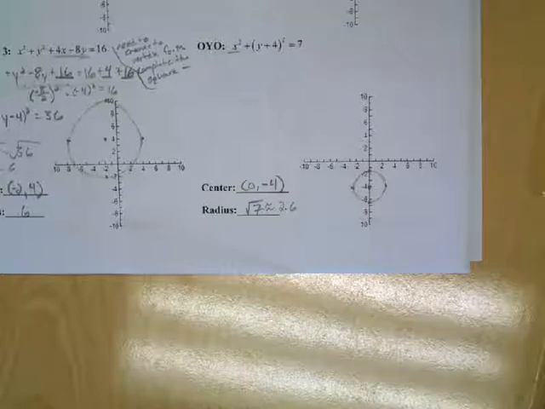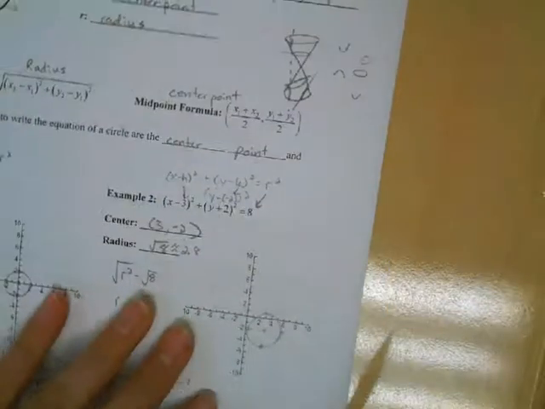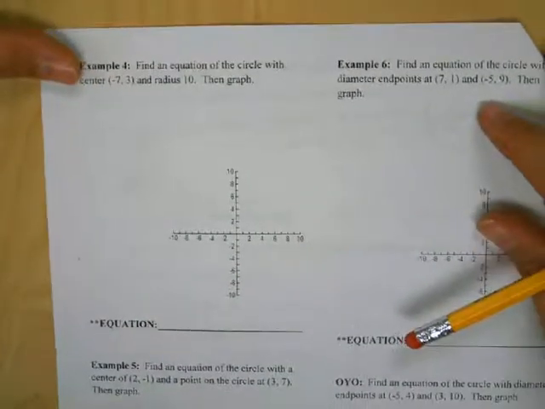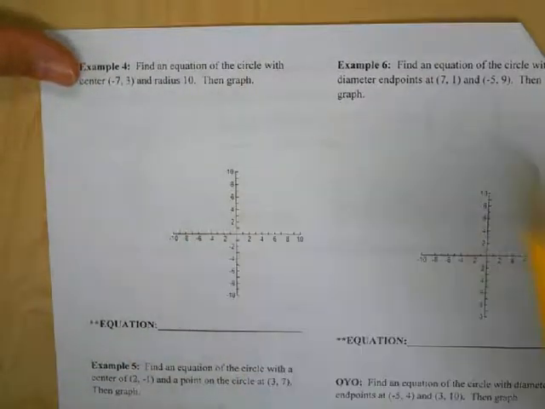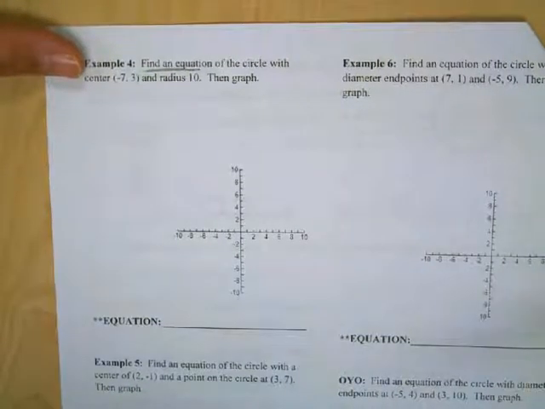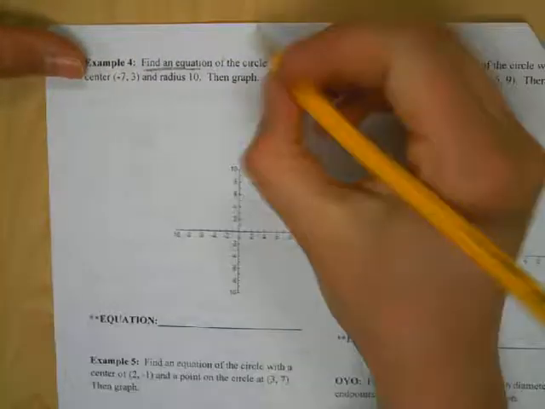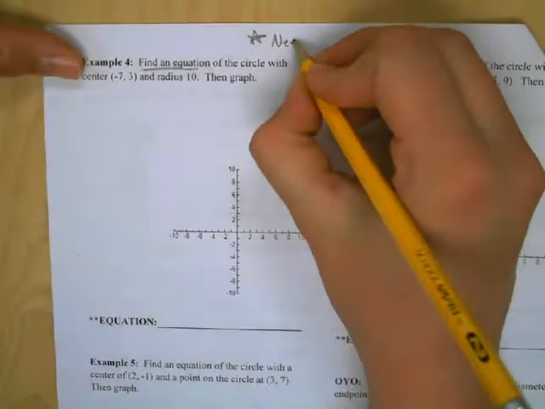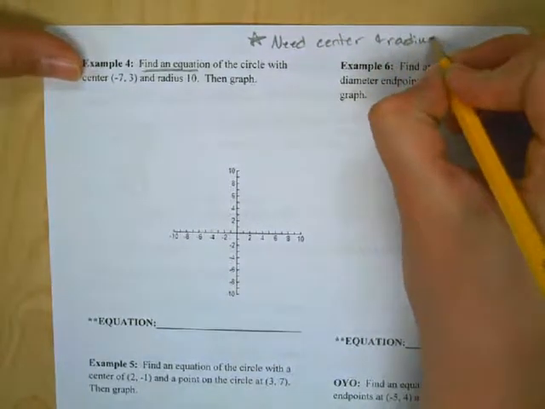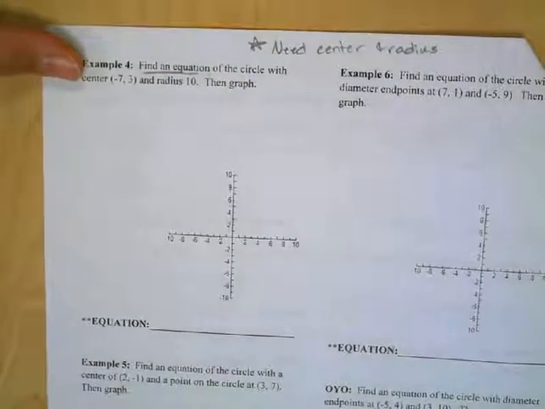Now, there are times when, instead of just taking equations and pulling information out, you're going to have to actually write equations, which is that next side. So if you flip it over in your packet, now they don't give us an equation. I need to find an equation. That's the key here. When I find an equation, I need a center and a radius. If you need to make a note, need center and radius. Those are key. Without those, I can't write equations. So if they don't give it to me, I have to find it.